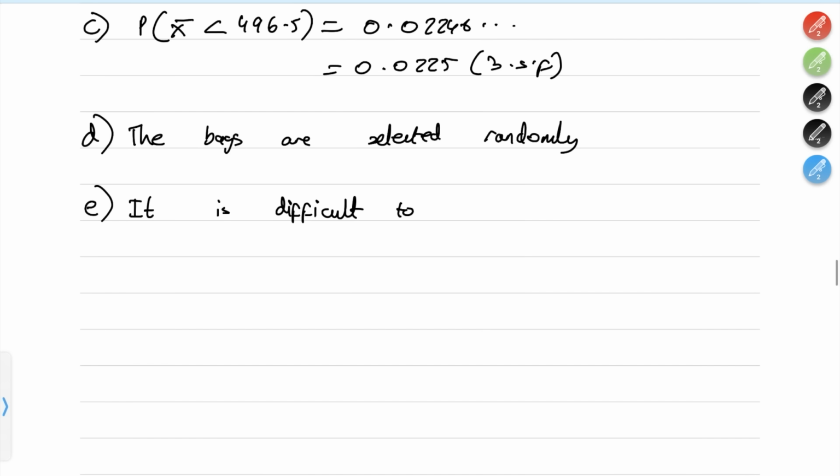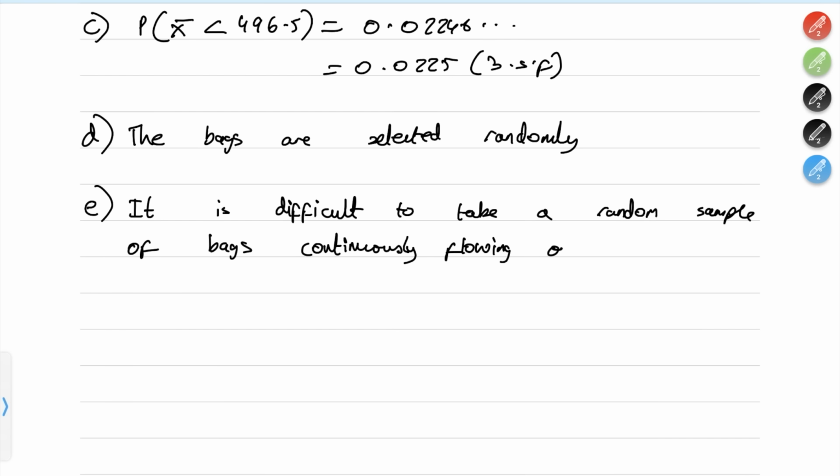to take a random sample of bags continuously flowing out the machine.